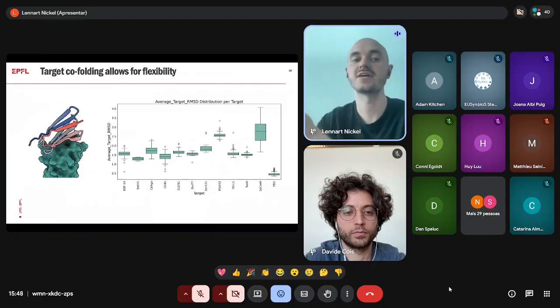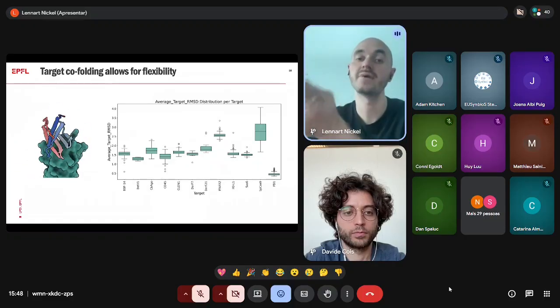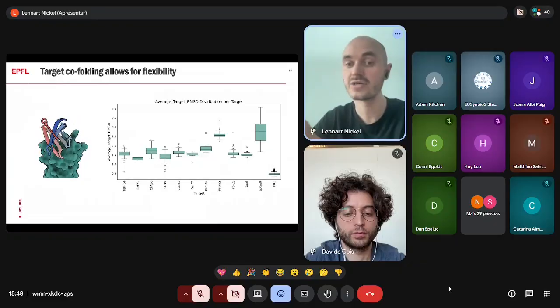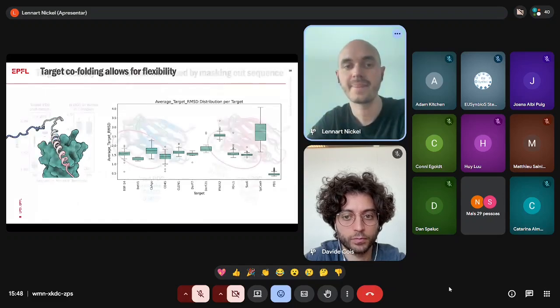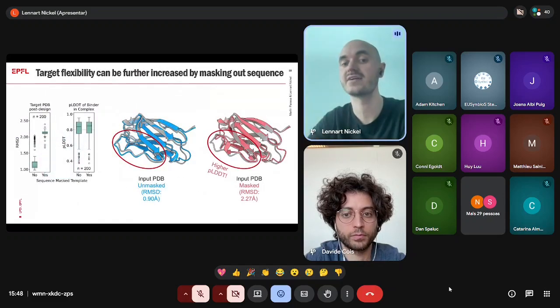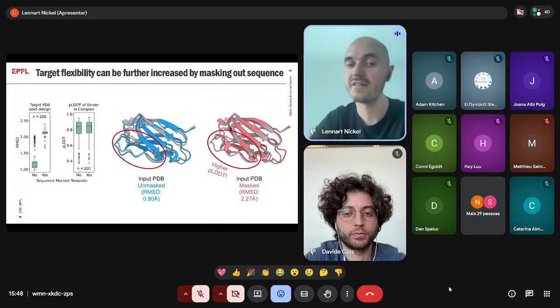So the target can also adapt to the binder as much as the binder can adapt to the target. You can see this is also different from target to target, what you can see here in the RMSD plot on the right. We can also force this. There are also so-called flexible settings, where we mask certain parts of the input structure, and therefore AlphaFold is forced to fold more things by itself rather than relying on the template information. And with this, you can essentially increase this flexibility during design.